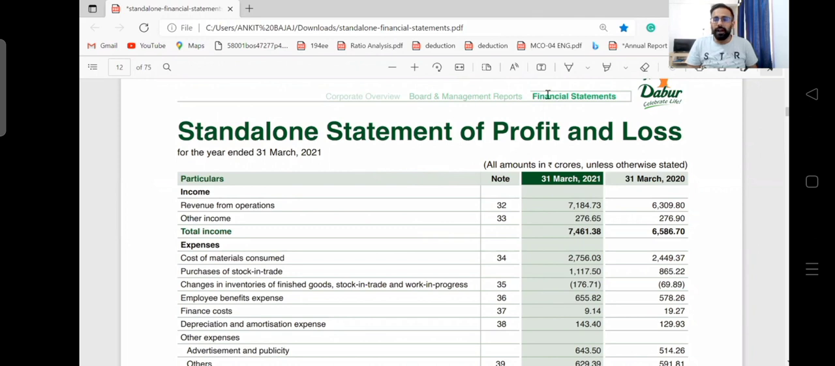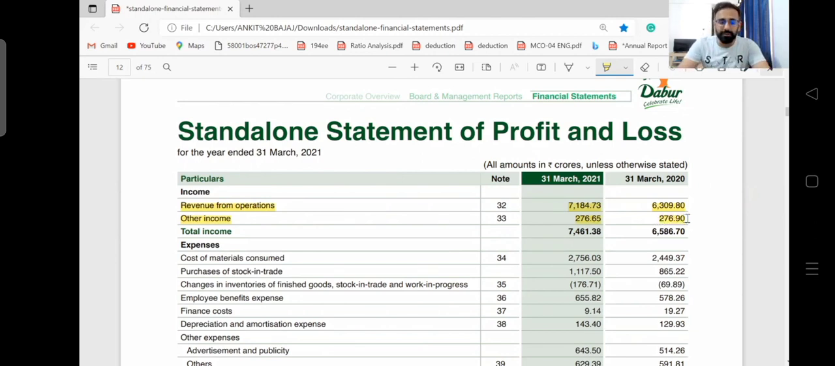Now, if you see here, I have taken the standalone statement of profit and loss account of Dabur Limited, and we have already seen how to prepare the profit and loss account as per Schedule 3. We have seen the format also. Now, if you see the top, definitely we recognize revenue from operations, right? The value is 7,184 crore, and previous year their sales were around 6,309 crore. After that, they have recognized other income here, right? And their other income total value is 276 crore, and here the amount is almost the same.